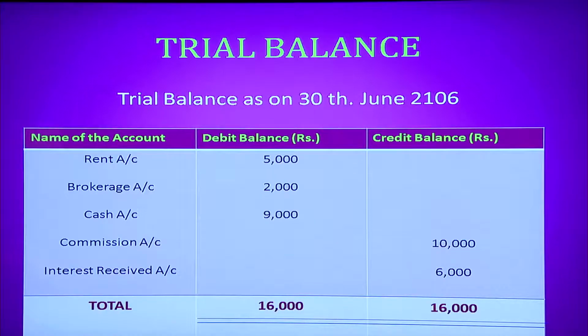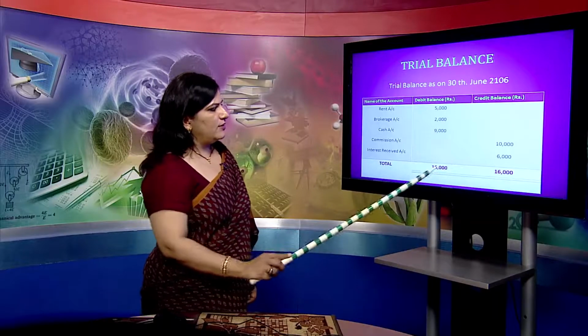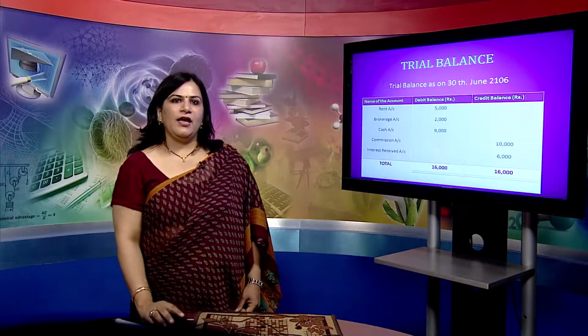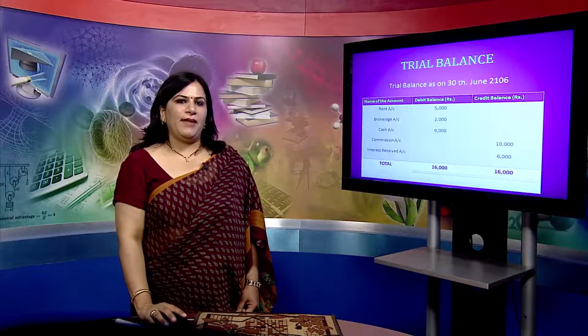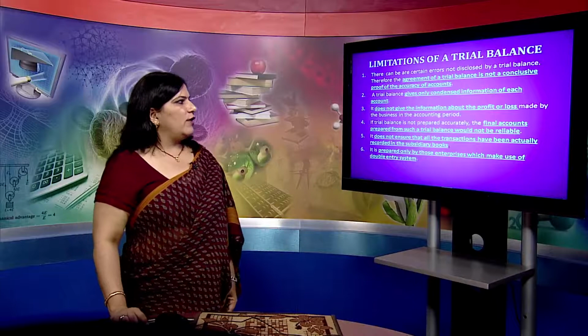So, the next step is summing them up and checking their totals, and we see that our debit balance and the credit balance are both at 16,000, indicating that we have prepared the trial balance correctly. Next, we move on to the limitations of the trial balance.